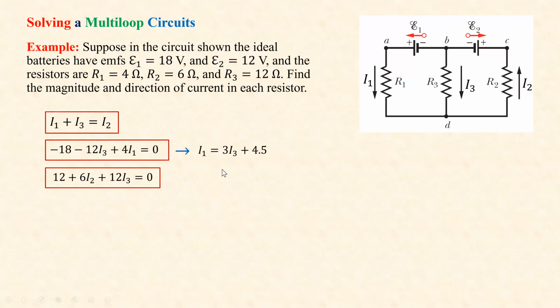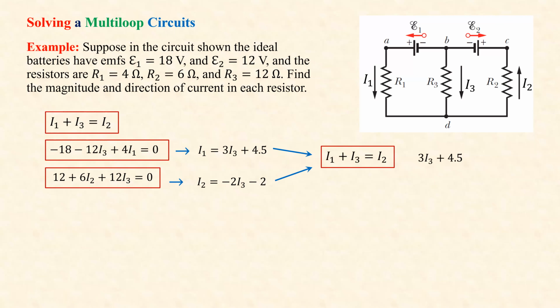We get this. And here, we can also move these 2 over and divide by 6. These are all divisible by 6. You get negative 2I3 minus 2. And now we put these in this equation. So I1 is 3I3 plus 4.5 in this equation. This is I1, 3I3 plus 4.5, plus I3, which is this one, equal to I2, which is this. Negative 2I3 minus 2, right?